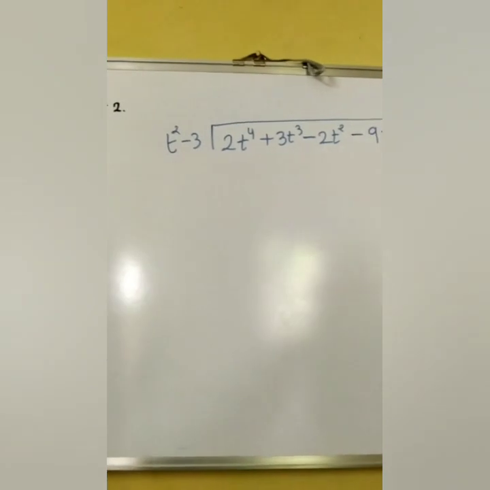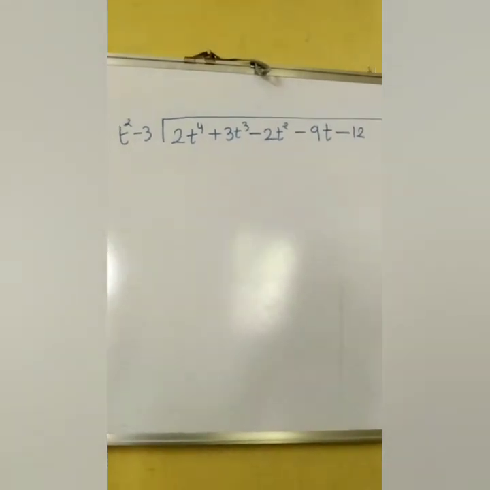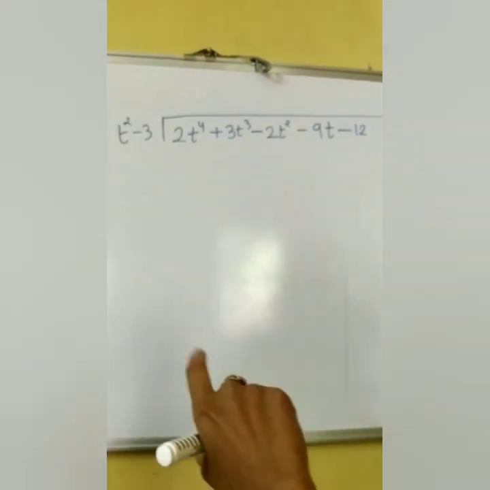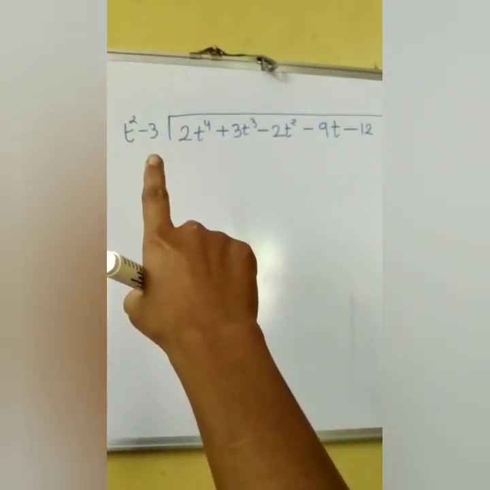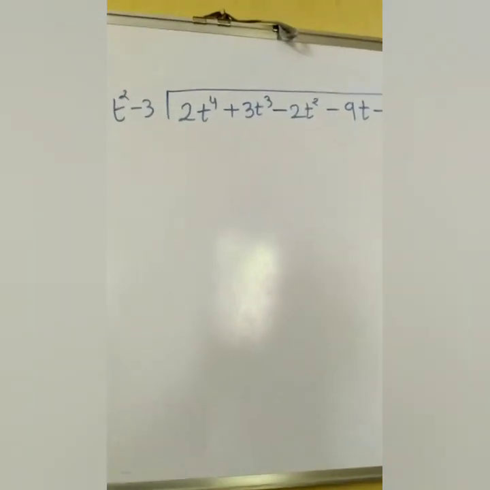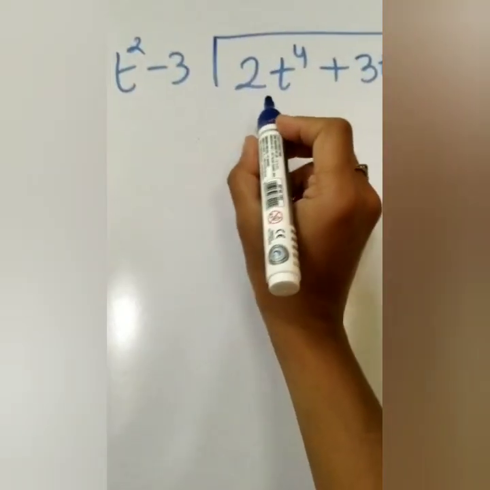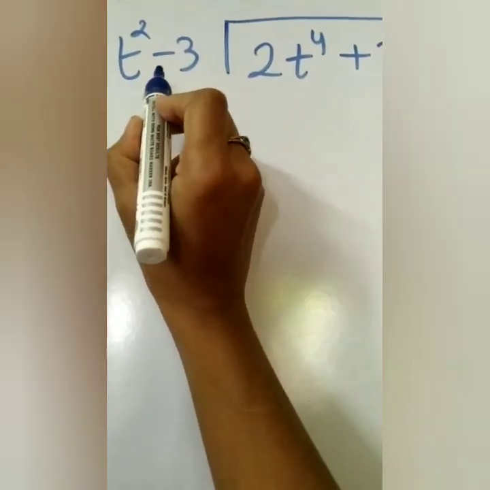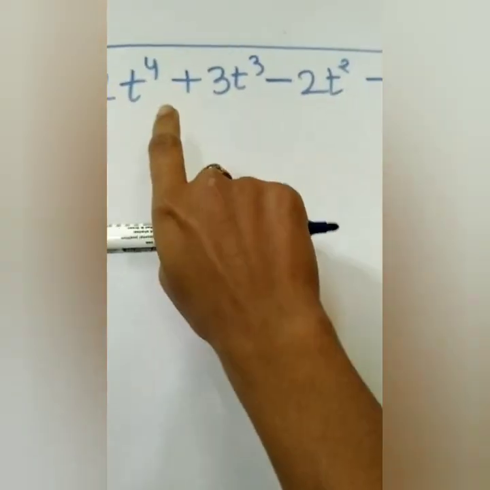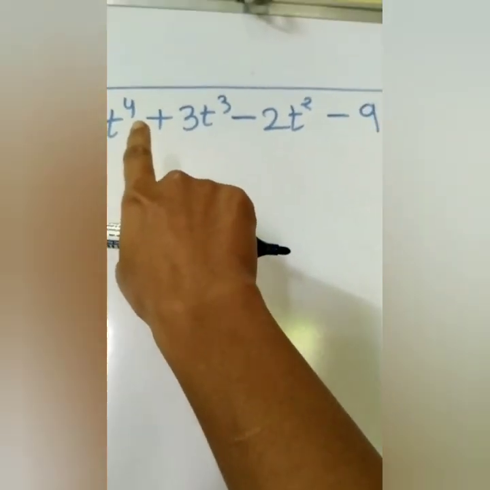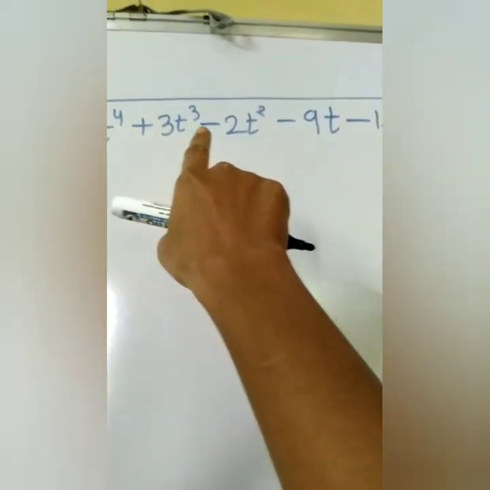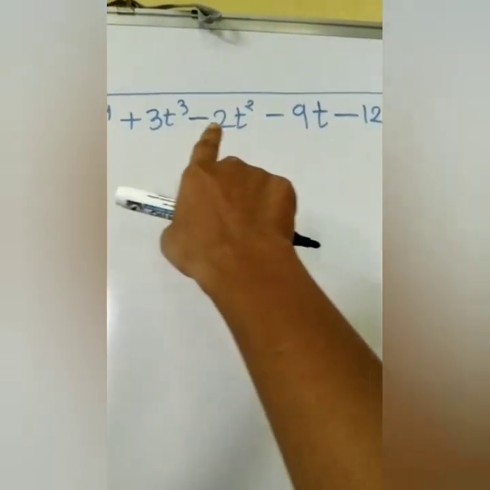So here is question 2, and the first part asks us to check whether this polynomial is divisible by t square minus 3 or not. For this we will again use the division method. Here t square minus 3 is given, so we will check the power. First we will check whether p of x is in arranged form or not. So it is in arranged form.